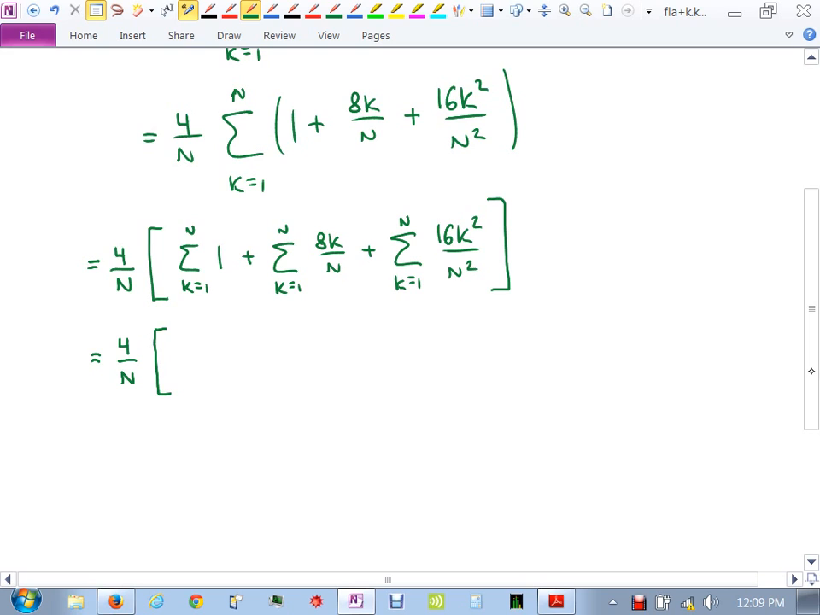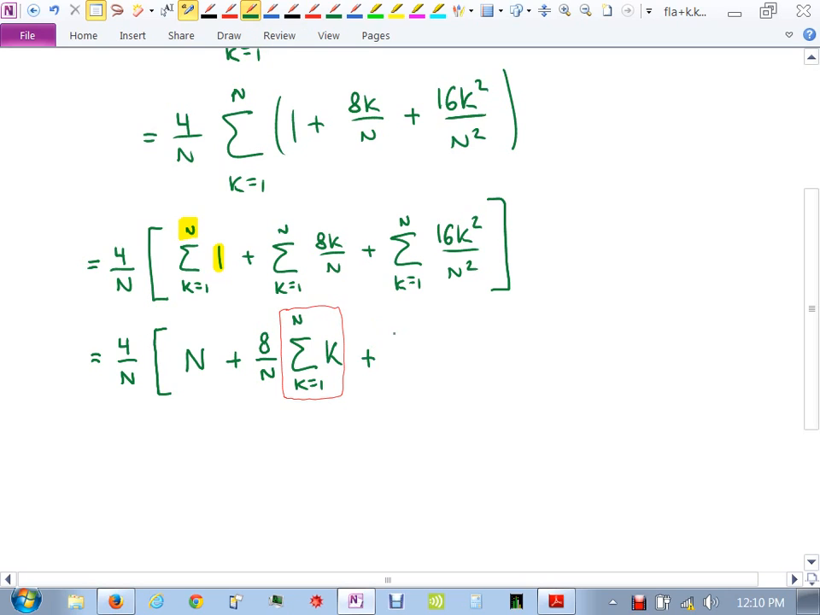Can anybody tell me what that first sum is? Not the 4 over n, leave the 4 over n out. That first one, sum k equals 1 to n of 1. It's just n. That was that property where if you have a constant, all you have to do is multiply 1 times n. Now on the second sum, take out the constant. What's the constant in that problem? The 8 and the n on the bottom, right? And you're left with sum k equals 1 to n of k. And that is one of our special sums, isn't it? I'll do that next line.